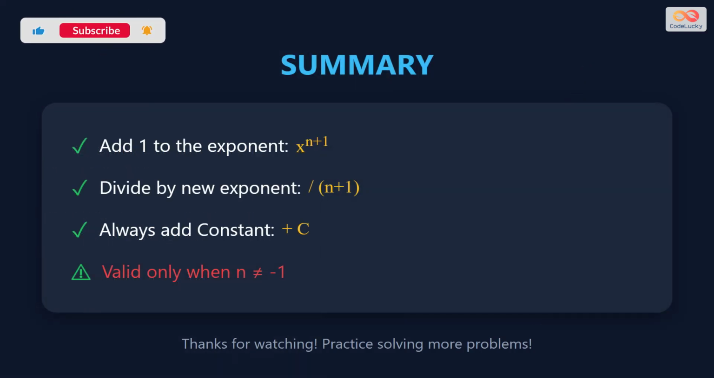To summarize, the power rule is simple. Add 1 to the exponent, divide by that new number, and always add the constant c. Just remember to check that your exponent is not -1.